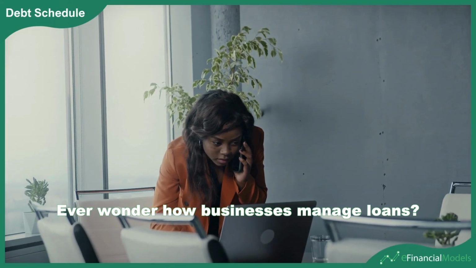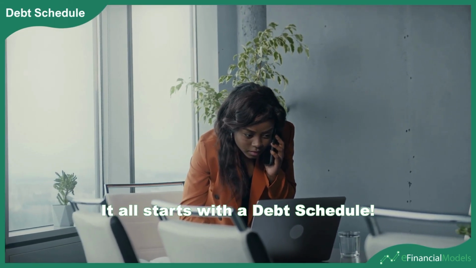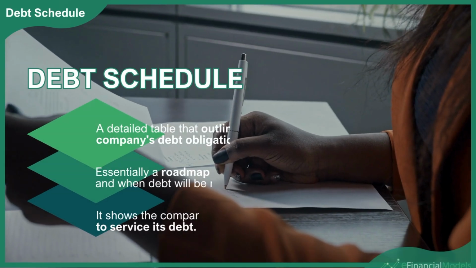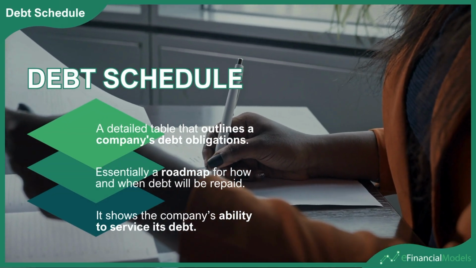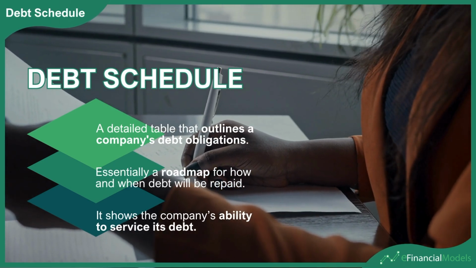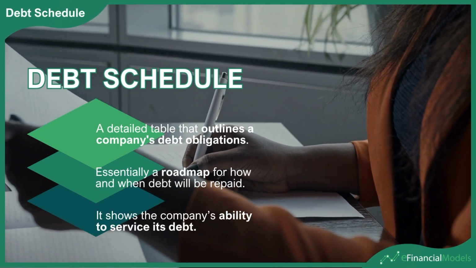Ever wonder how businesses manage loans? It all starts with a debt schedule. A debt schedule is a detailed table that outlines a company's debt obligations. It's essentially a roadmap for how and when debt will be repaid. It also shows the company's ability to service its debt.